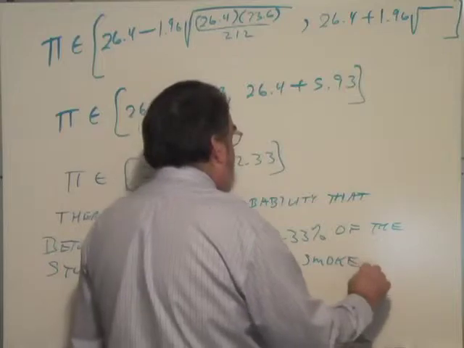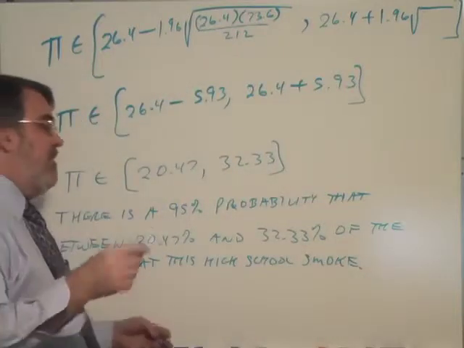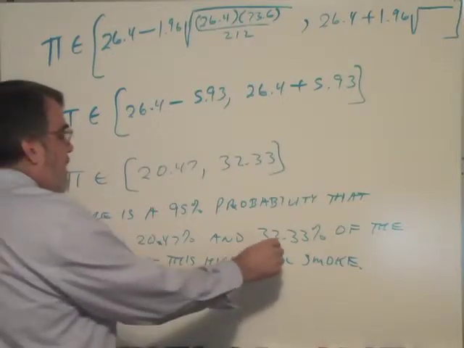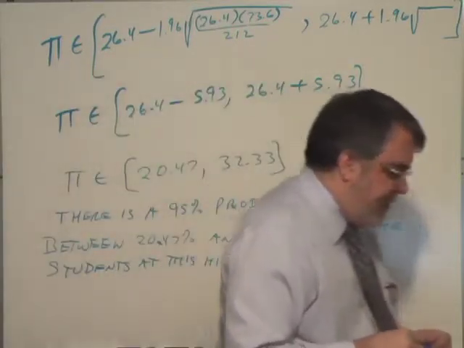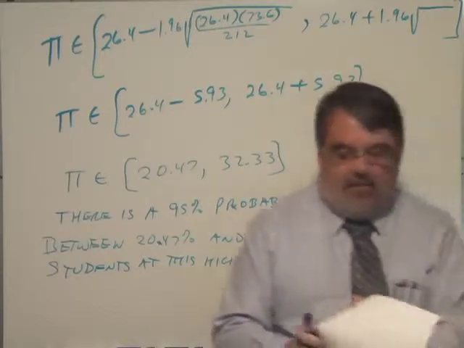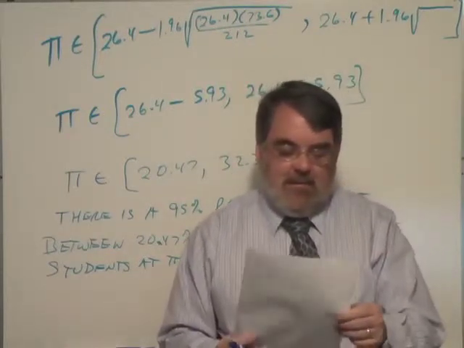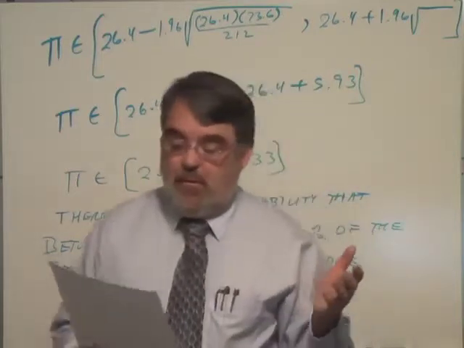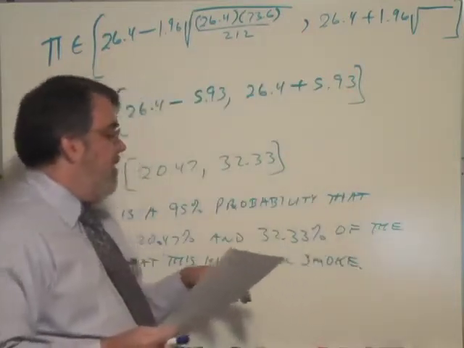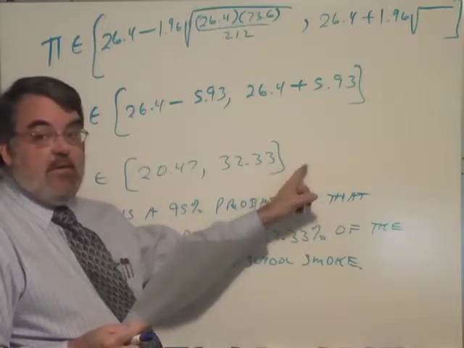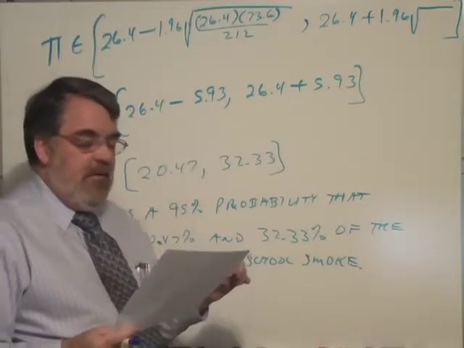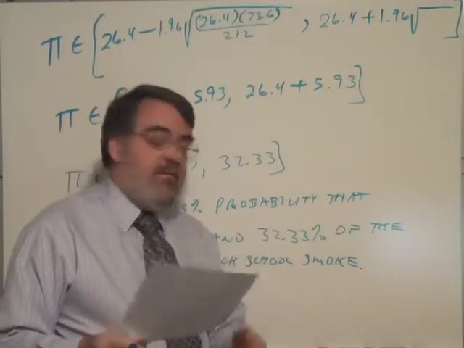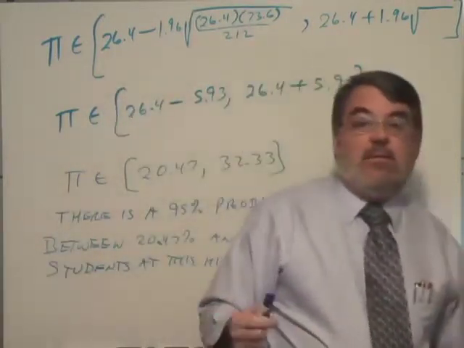Alright, so we have estimated the population percentage for the entire high school. It's between 20.47% and 32.33%. Now my handout, let's see what questions I ask. It says, suppose the national average for smokers in high school is 34.2%. Does it appear that students in this particular town smoke less than the national average? And justify your answer. Well, yes, of course.